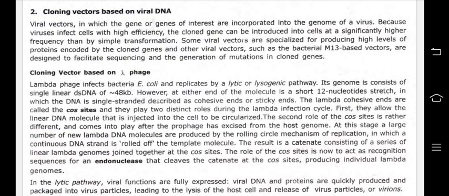Continuation of the previous video about recombination and cloning.